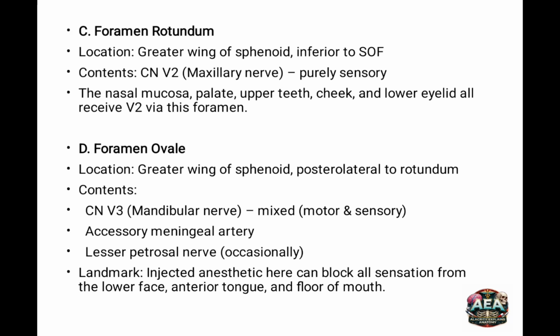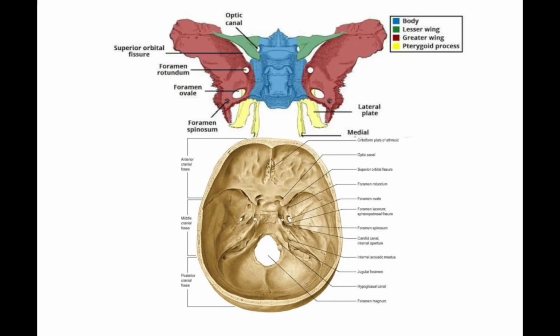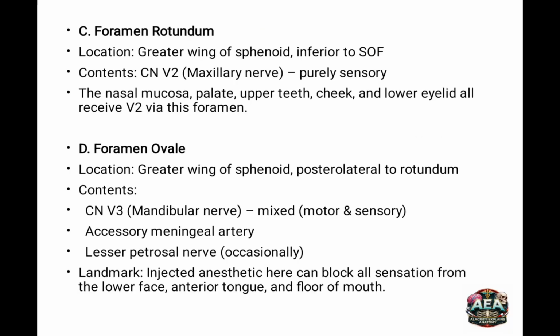Now we look at foramen rotundum. If you look at this image, we have our foramen rotundum here. See where it's located. It's located in the greater wing of the sphenoid, inferior to the superior orbital fissure. The content is the maxillary nerve, which is the second branch of the fifth cranial nerve, and it is purely sensory. It supplies the nasal mucosa, the palate, the upper teeth, the cheek, and the lower eyelids. They all receive innervation from the maxillary nerve through this foramen.